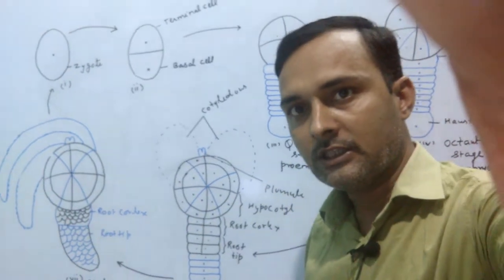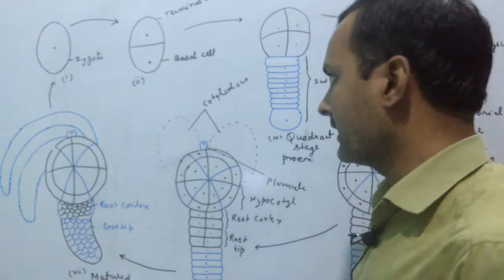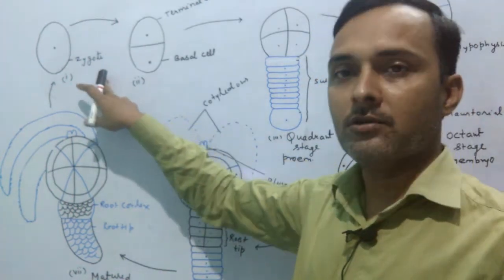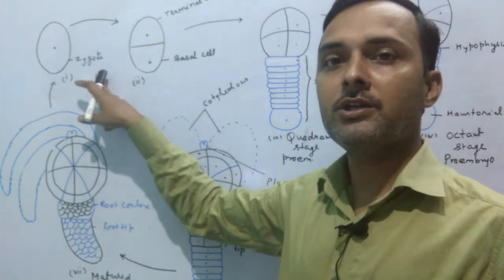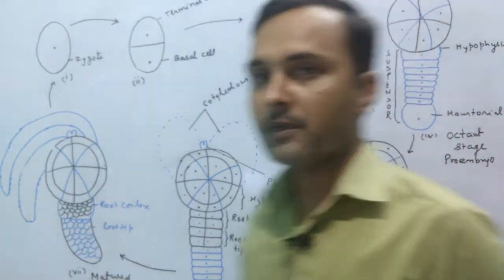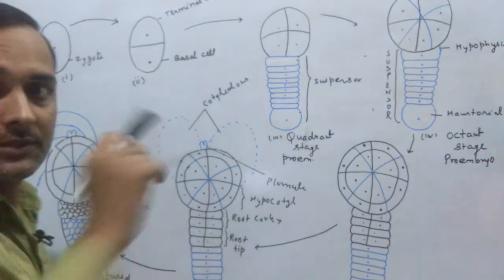Good morning students. In this video we are going to discuss the second event of post-fertilization, that is, development of an embryo from zygote. This process is also known as embryogenesis. So what is embryogenesis? The process of development of an embryo from zygote is known as embryogenesis.